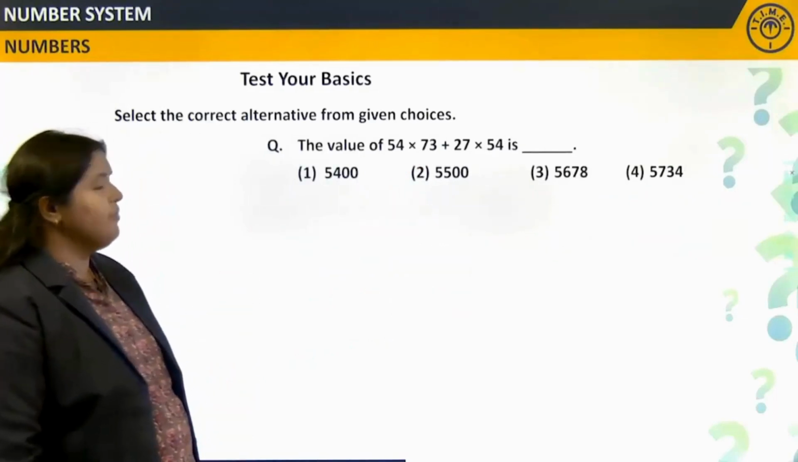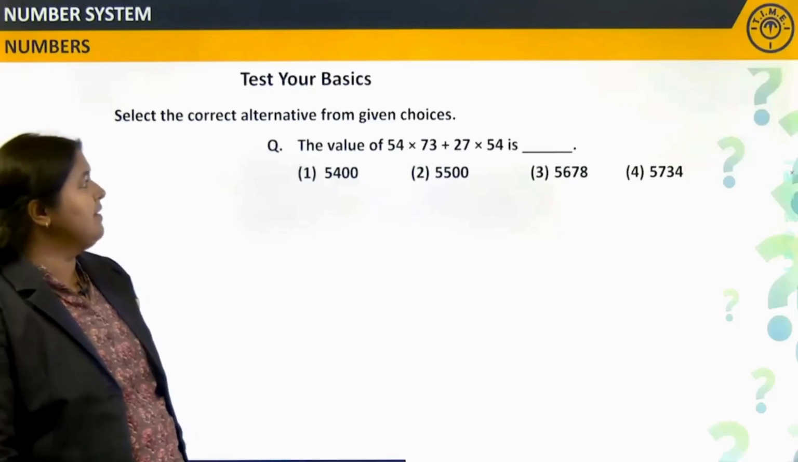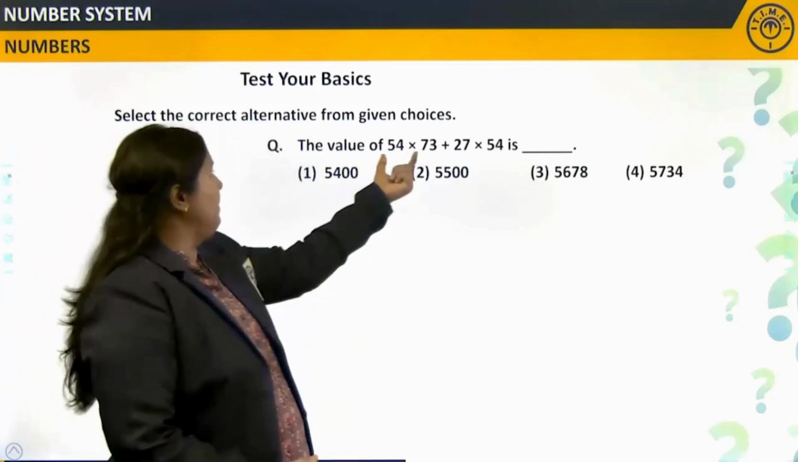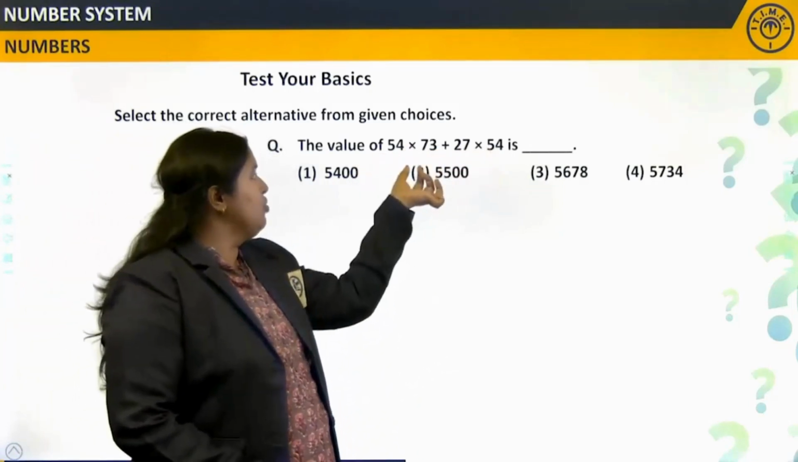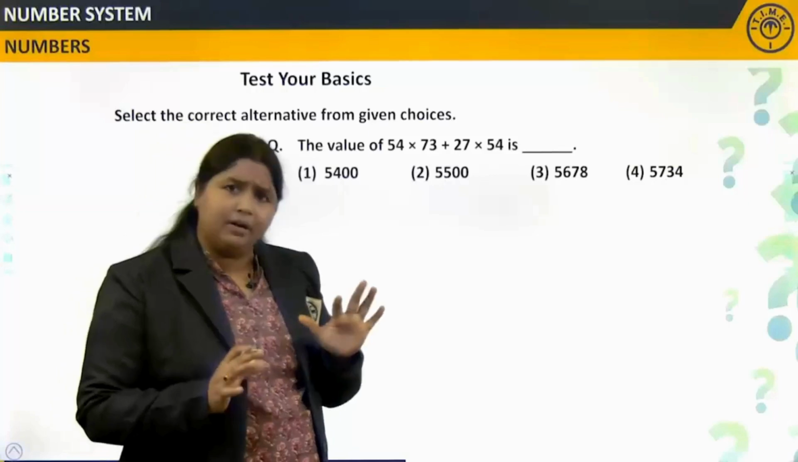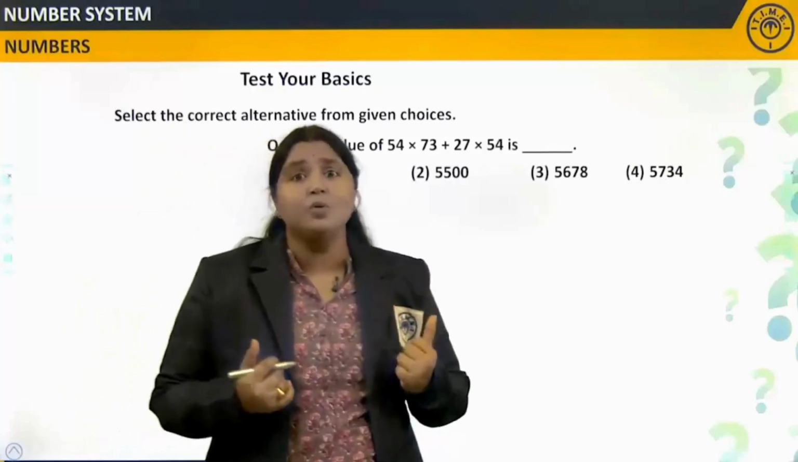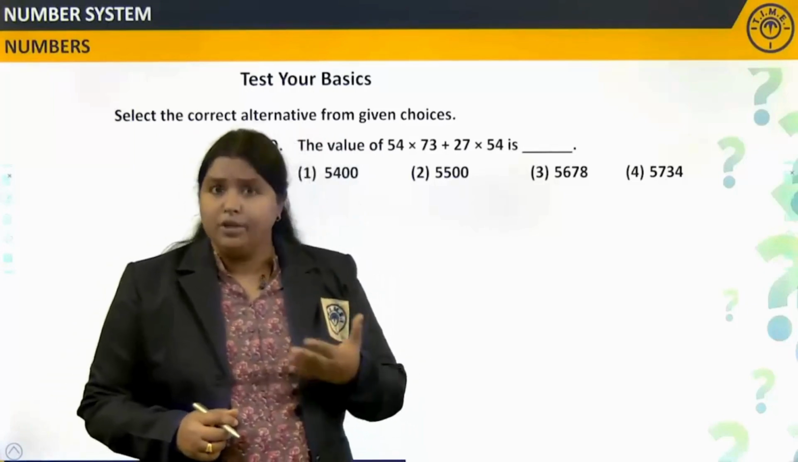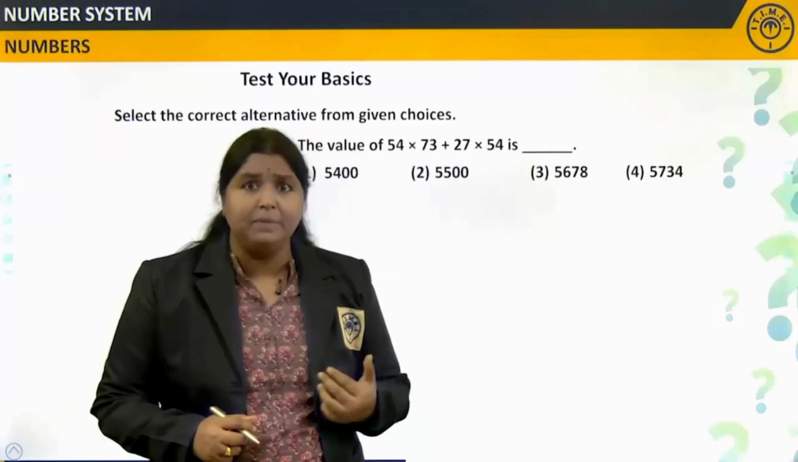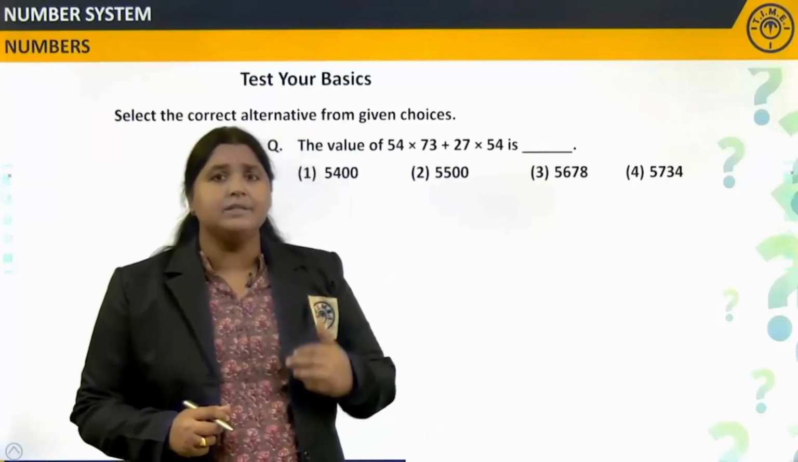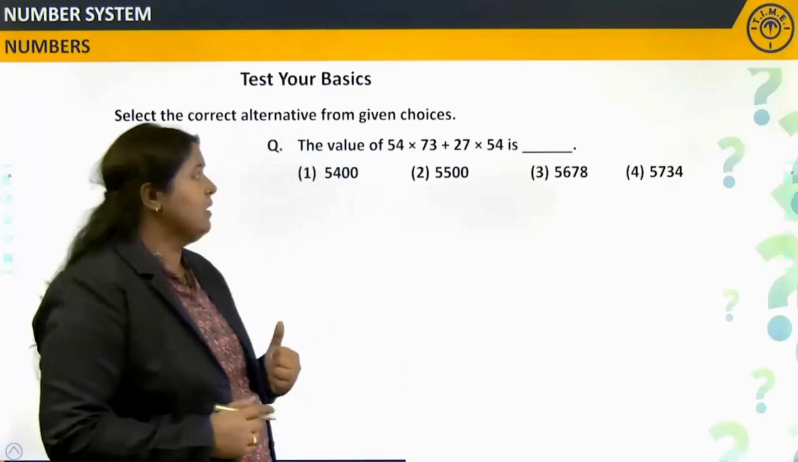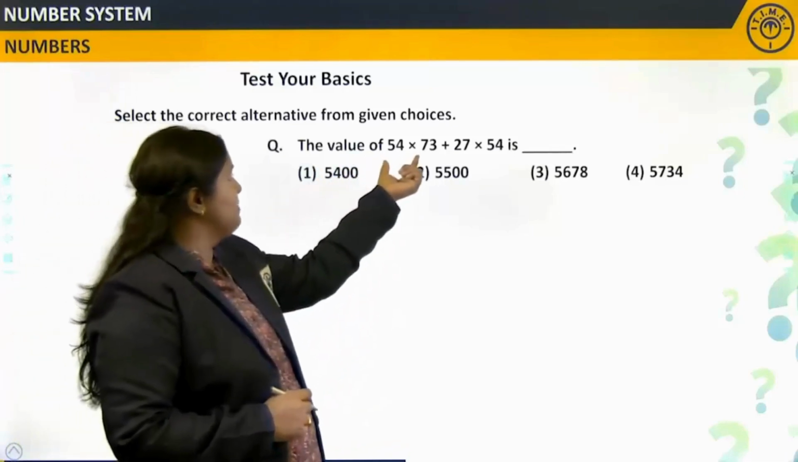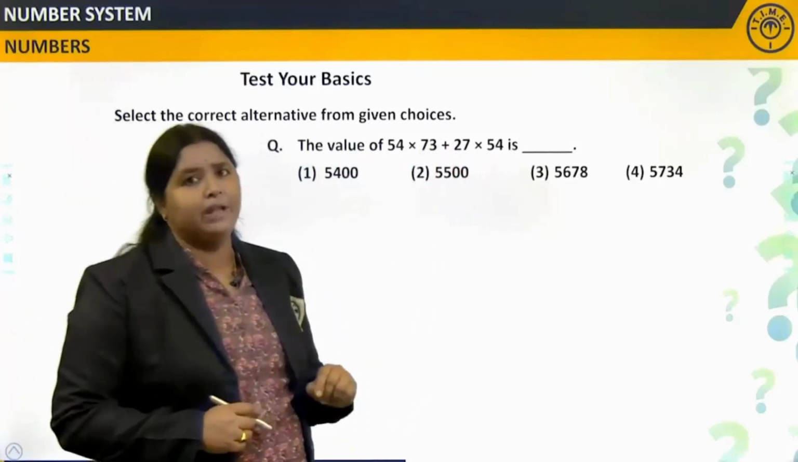The value of 54 into 73 plus 27 into 54 is dash. You don't have to multiply these two, multiply those two and then add. You'll get the correct answer, but it will consume a lot of time. So, this is when you should use the properties you have learned. You have learned properties of integers under multiplication and under addition, right? This is the time you have to use them. Now, if you carefully observe, both of them, this pair and that pair, have 54 in common.